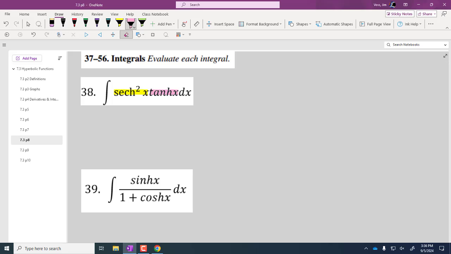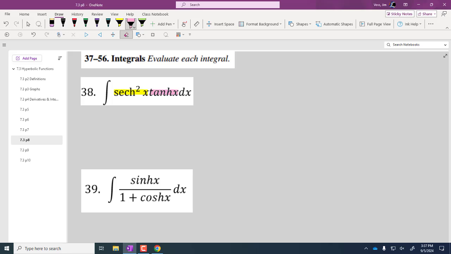There are three choices for your substitution. You could let u equal sech. You could let u equal sech squared. You could let u equal tanh. Those are the three kind of normal things to do. What you say to yourself always is, in an ideal situation, whatever you pick for your u, its derivative is in the integrand.